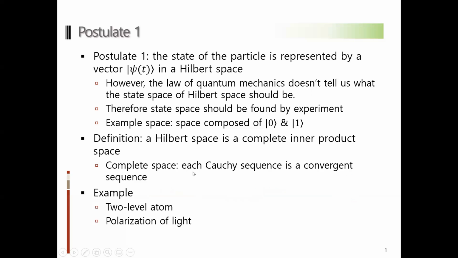And then, I mentioned that in this lecture I will try to give you some idea about how this Hilbert space is implemented physically. So I will give you two simple physical examples which can represent a Hilbert space composed of only these two vectors.